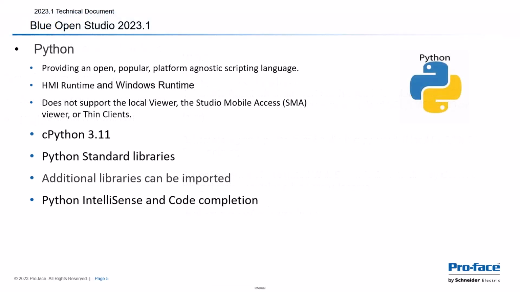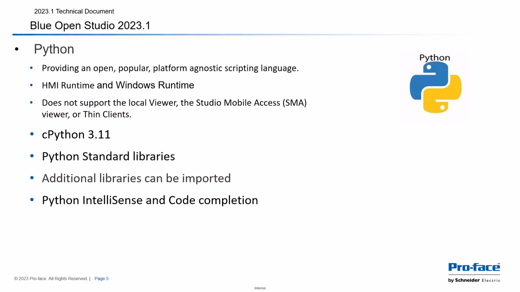All right, so Python. This is, like I said, the noteworthy release for 2023.1. What we're doing is providing an open, popular, platform agnostic scripting language. It's supported, key point, in both the HMI runtime and the Windows runtime. So this is going to be a great addition for IoT box users. Today we're stuck with the built-in language. Now we have a full-blown editor with Python.